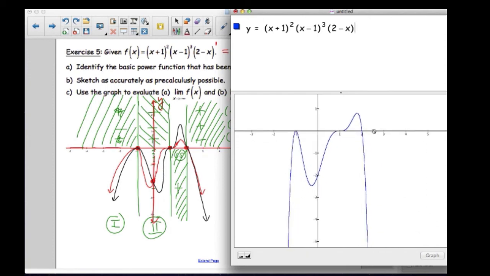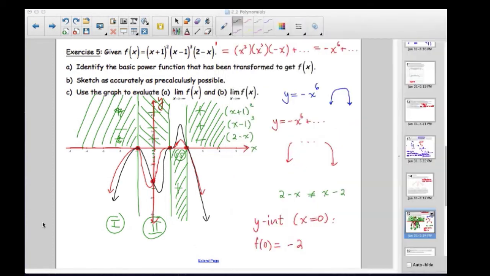Oh, we weren't bad. The red one looks a little more accurate. So we'll keep this picture. I'll turn it to red so it looks like my hand-drawn one. And we'll add it to the lecture notes.